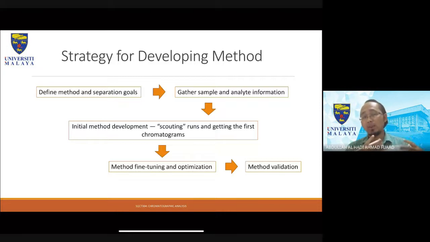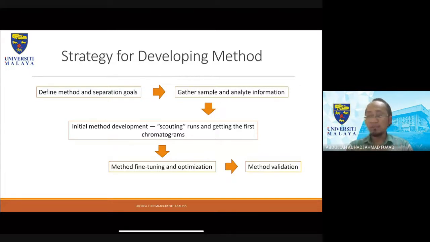Okay, and then once you have decided on the separation goals, whether you want it to be 99% separation, 100% separation, no overlapping peaks at all, and stuff like that, you need to gather information on the sample and the analyte. So what is the sample of interest that you want, and what is the analyte? And of course, from there, you also need to look at the solvent compatibility. So solvent for sample A might not be compatible with the current solvent that is published, for example. And of course, you will need to match that with your column. Some columns are suitable for both reverse phase and normal phase, but some columns are more suitable for one mode only.